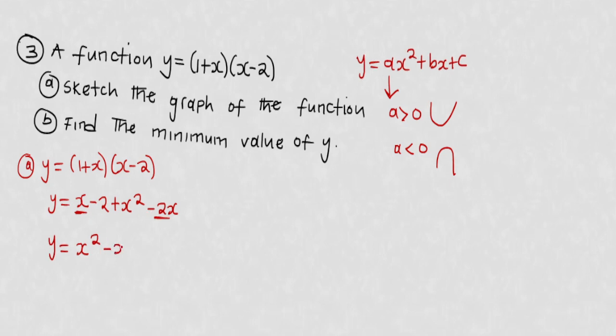I'm going to have negative x, then minus 2. So now that it is in that form, what is the value of a here? If there is no number here, just know that the number in front is a 1. And is 1 less than 0 or greater than 0? 1 is greater than 0, meaning 1 is positive. So if a is positive, the graph will be U-shaped.